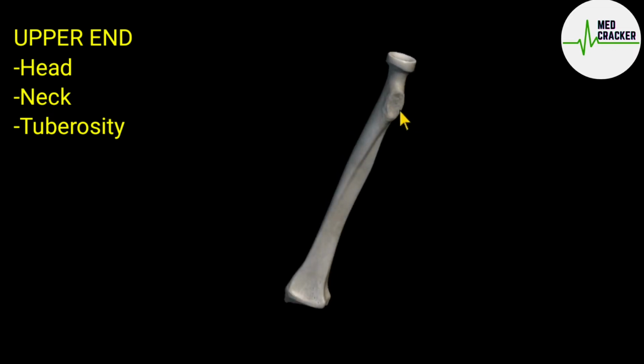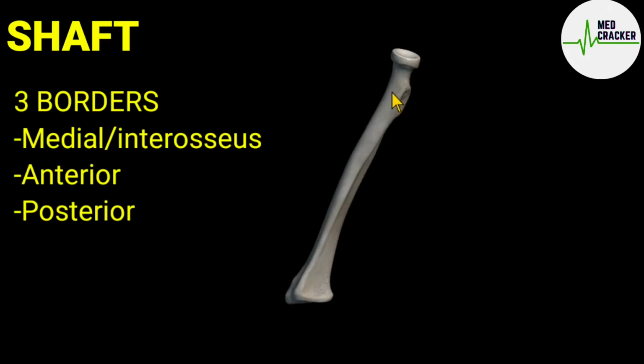And then neck, this is neck of the radius bone, and here is radial tuberosity. Head of the radius, neck and radial tuberosity. About the shaft of the radius, it has 3 borders and 3 surfaces.